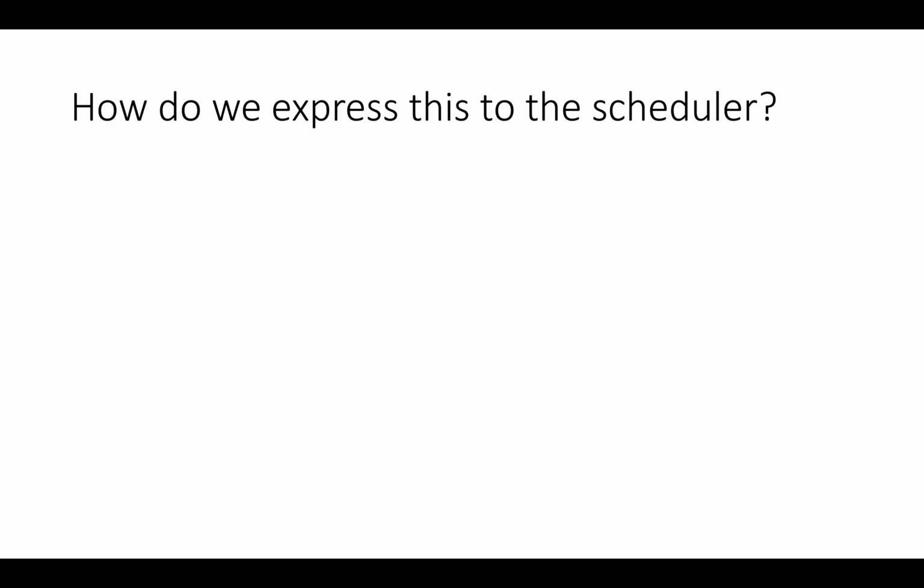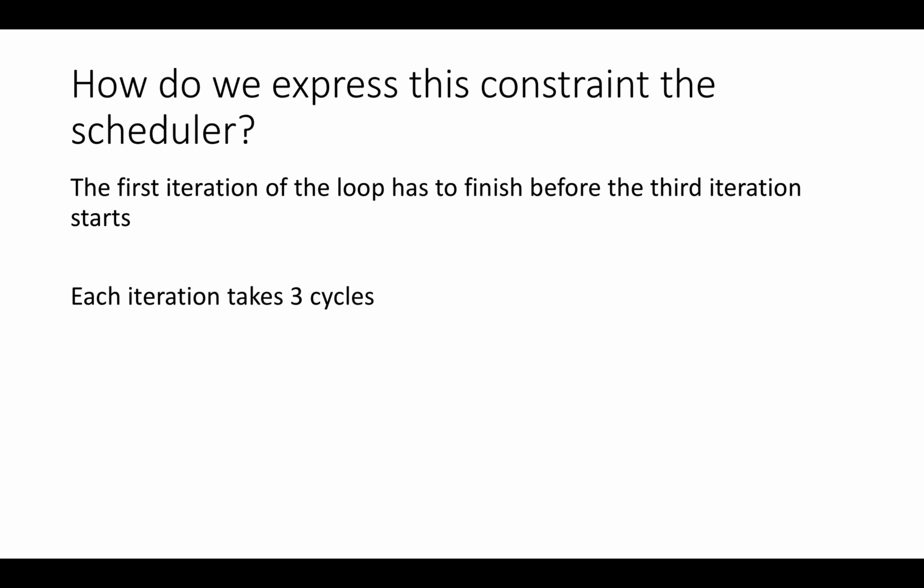Well, to start, let's just phrase the problem in words, right? As I've said before, a pipelined loop schedule really is just an ordinary schedule for the body plus the initiation interval. And the constraint we have here is that we have all the constraints for the normal loop body schedule, plus the constraint that the first iteration of the loop has to finish before the third iteration starts.